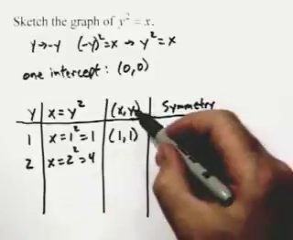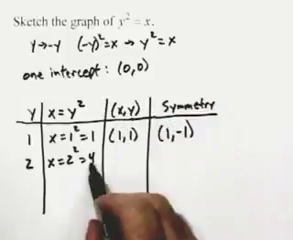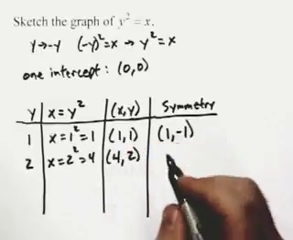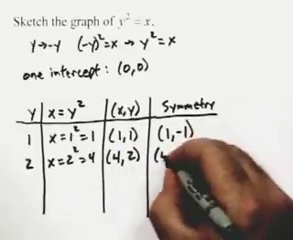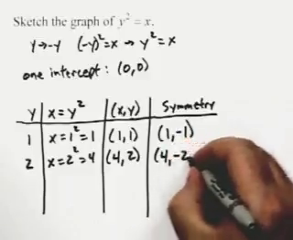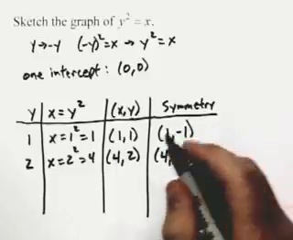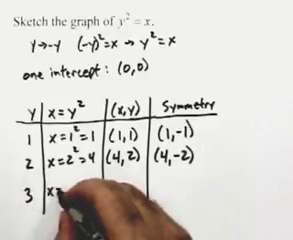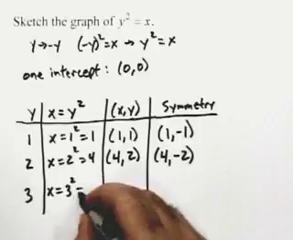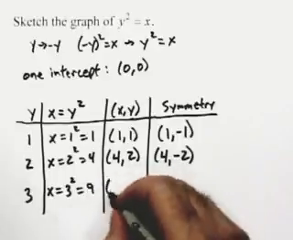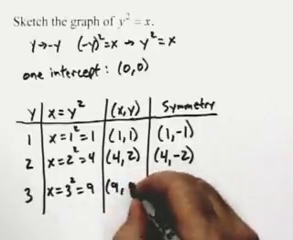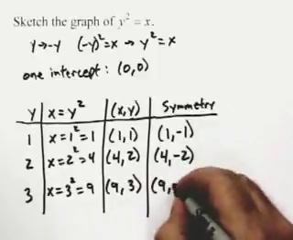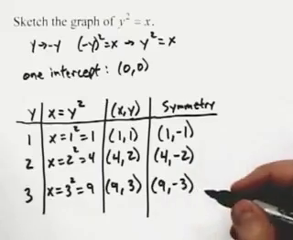We need to be careful when we write our ordered pair. It's x comma y. Since x is 4, we need to write this as 4 comma 2. Using symmetry, we get an additional point, 4 comma negative 2. Do one more value for y. Let y equal 3. X is equal to 3 squared, which is 9. Again, watching the order, we'll get our ordered pair as 9 comma 3. Using symmetry, we get an additional point, 9 comma negative 3.